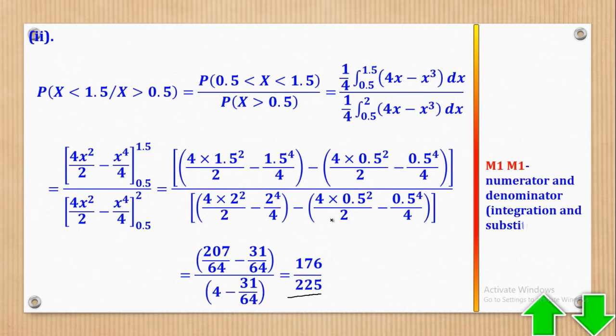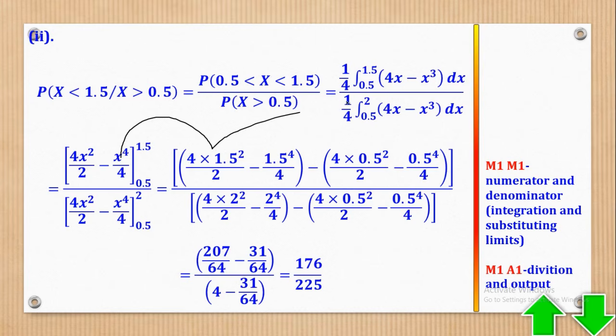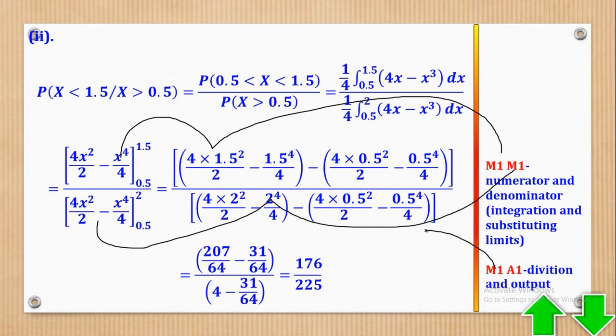Now let's see how marks can be awarded. So numerator and denominator, and integration and substitution. So integrating and substituting on the numerator, that is M1, also integrating and substituting the denominator, that is also M1. Then another M1 for this division and A1 for the output.